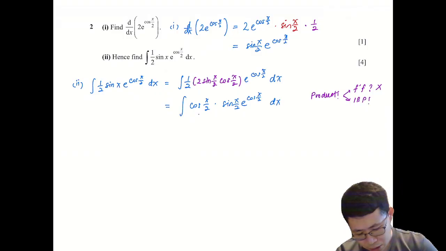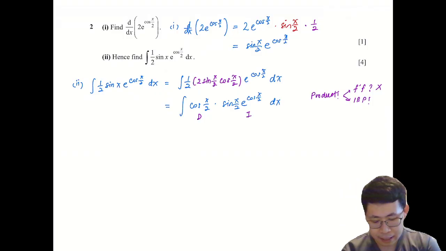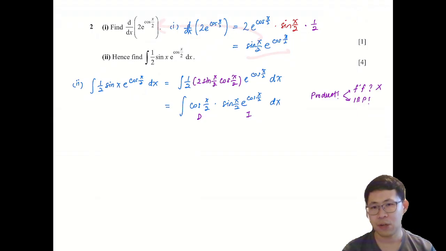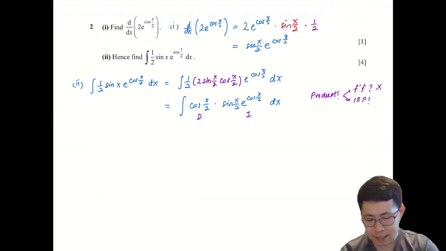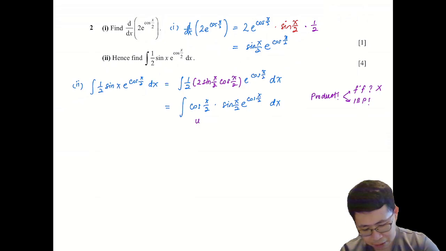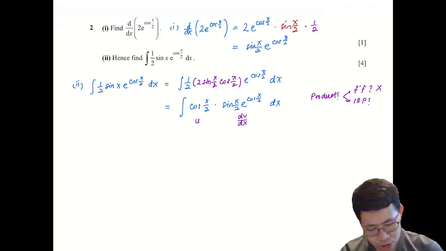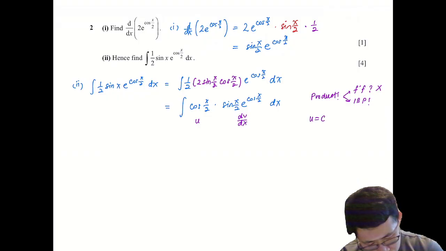So this one to differentiate, this one to integrate, because we can integrate this back to the question. More or less this is given to us already. So to differentiate, I will let this be u. To integrate, I will let this be dv dx. Writing out our u, u equals cosine x over 2. Differentiating this would be negative half sine x over 2.